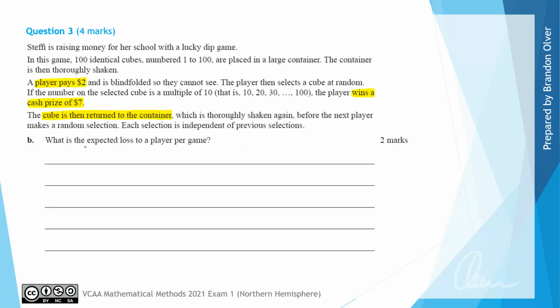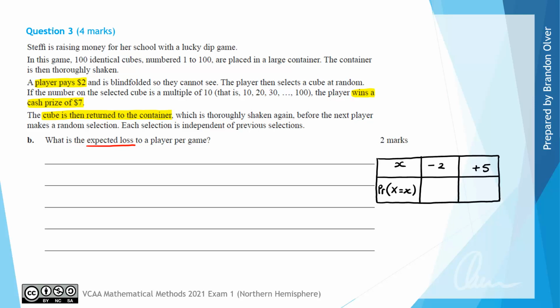For part B, it asks, what is the expected loss to a player per game? So this is a discrete random variable, so I'm just going to use X to represent the possible outcomes. The player pays $2, so they can either lose $2, which I'm going to put as -2, or they can win a cash prize of 7, which means they gain $5. And then we also need to consider the probabilities of each of those outcomes. We just found that the probability of them winning was 1 on 10. So the probability of them losing the $2 is 9 on 10.